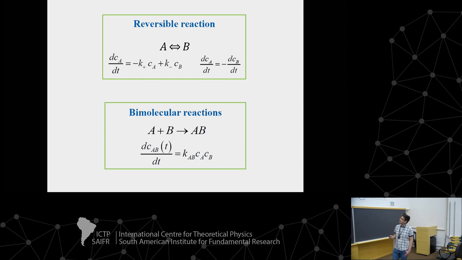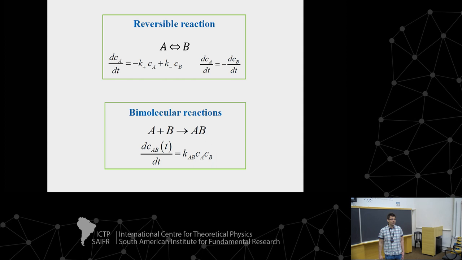But then also, we get A from B, and this is the reverse reaction, and the rate of the reverse reaction is K minus multiplied by the concentration of B. Here we wrote the change of A with time. And what do you think? If we write the change of B with time, what kind of equation will we get? Actually, it's already written, just with the minus sign.